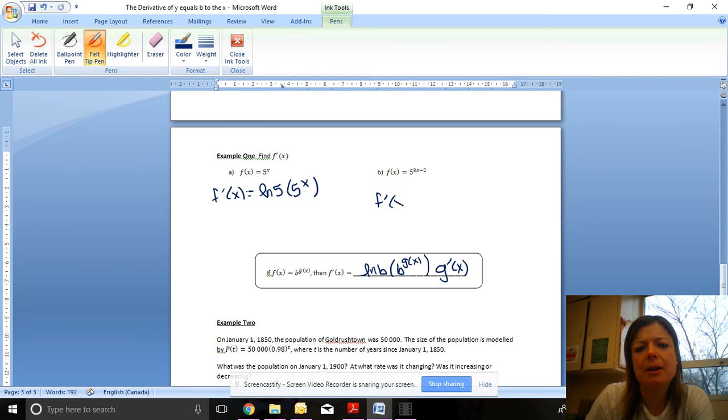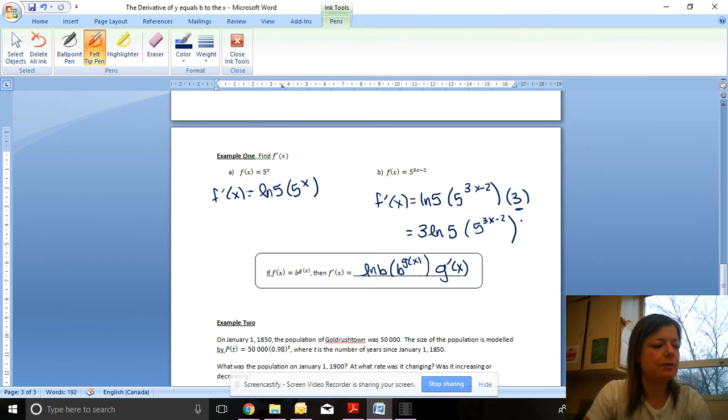So f prime of x will be, in this case, ln 5, then 5 to the 3x minus 2, and then just 3, because that is the derivative of the exponent. So we would actually write this as 3 ln 5 times 5 to the 3x minus 2.